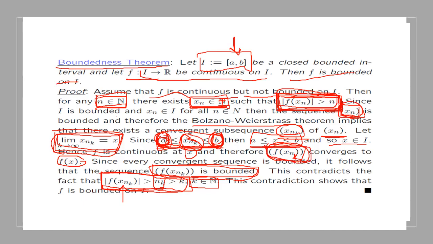So this contradiction means that our assumption was not correct. And what was our assumption? Our assumption was that f is not bounded on I. So we conclude that f must be bounded on I.